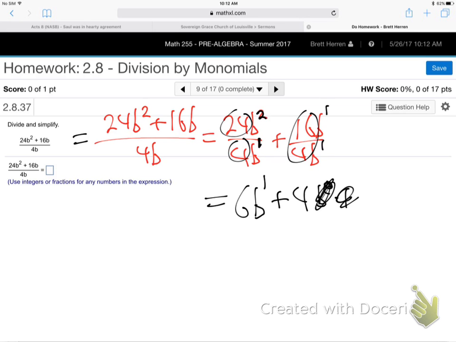Did you understand that scribbling out there, why I did that? Because it's b to the 0 power. Anything to the 0 power, remember, is 1. And 4 times 1, that's just 4. Or you could have just canceled them. Same effect. So that's our answer. Good on that. Separating those.